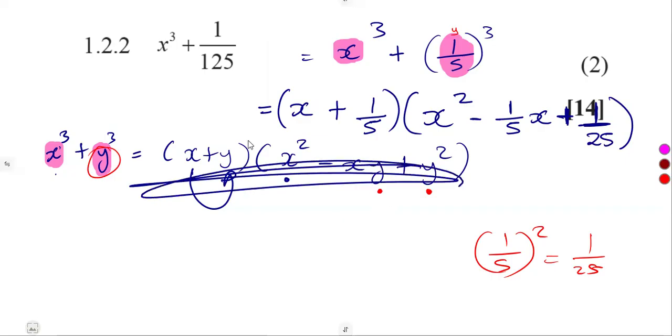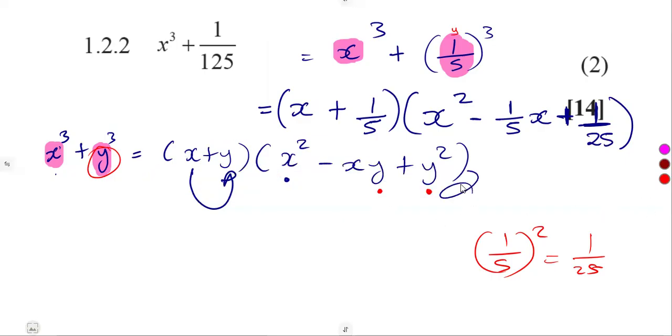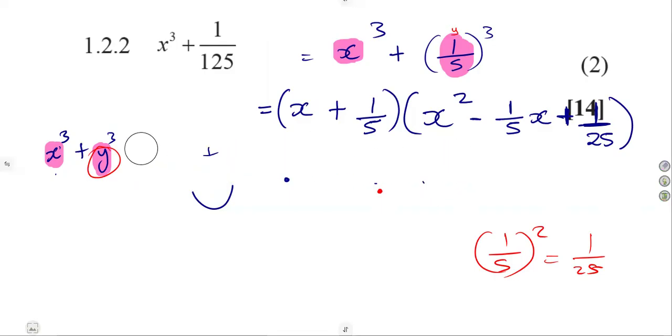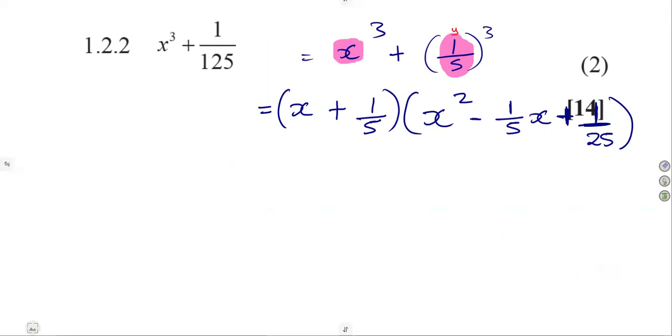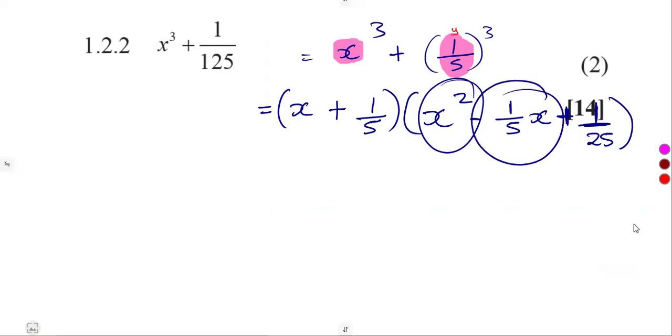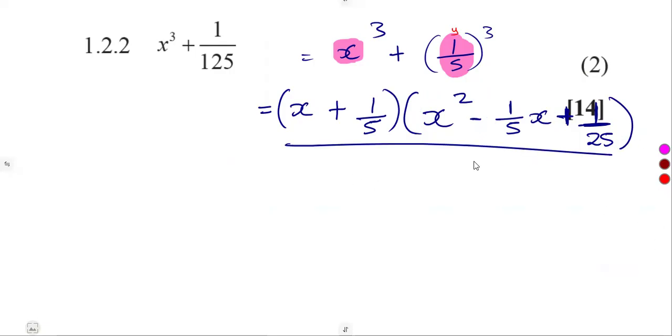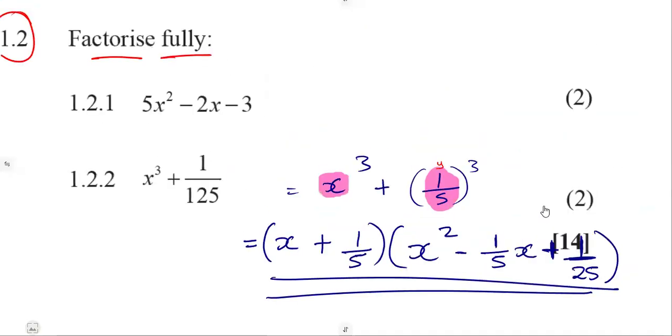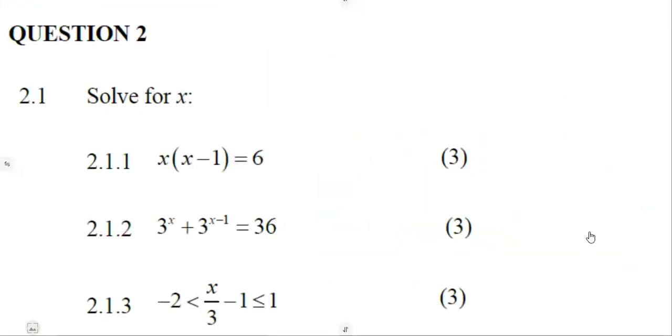You have fully factorized using this concept of the sum of two cubes. As we can see, it is fully factorized. So this is x squared minus 1/5x plus 1 over 25. Just like that. It'll be easier like that, guys. Let us move on to another question.